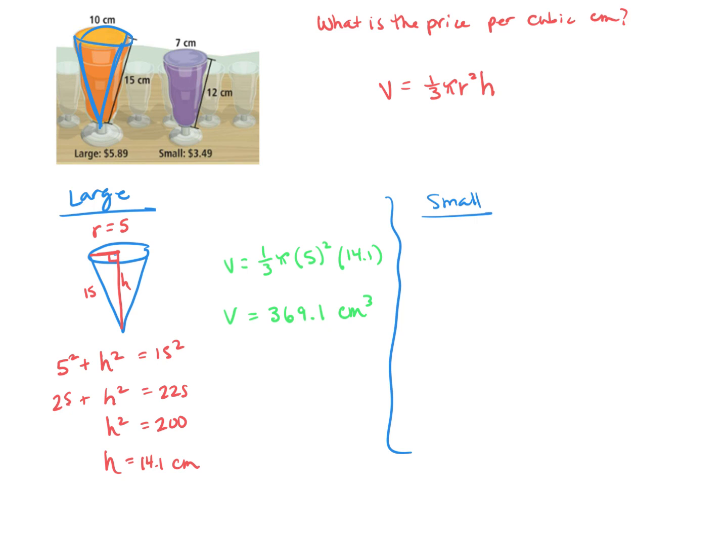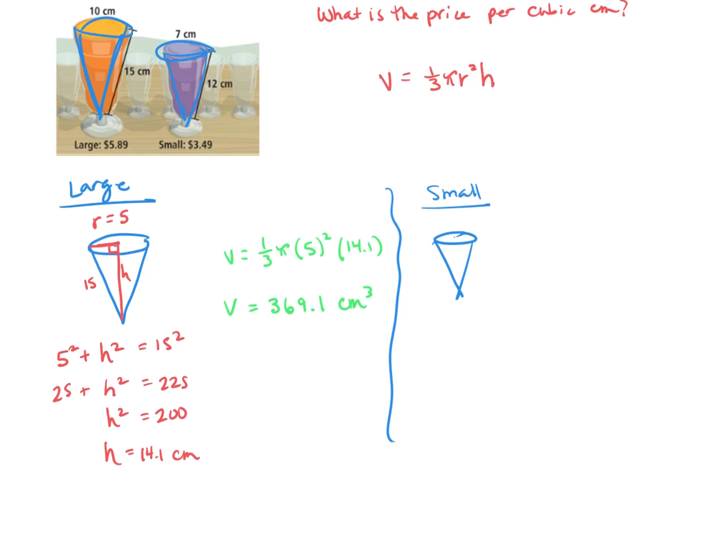If we look at the small cone, same idea. Our small smoothie is going to be in the shape of a cone. If we were to draw that, here's our circular top, here's the cone. In this one, we are told that the diameter is 7 centimeters. So the radius will be half of that. Our radius is 3.5. And then we know that this is 12 centimeters on the side. We need the height, which is going to be perpendicular to the base. So we'll use Pythagorean theorem on this one to find the height.